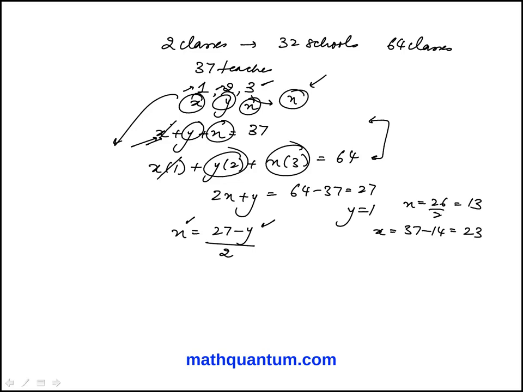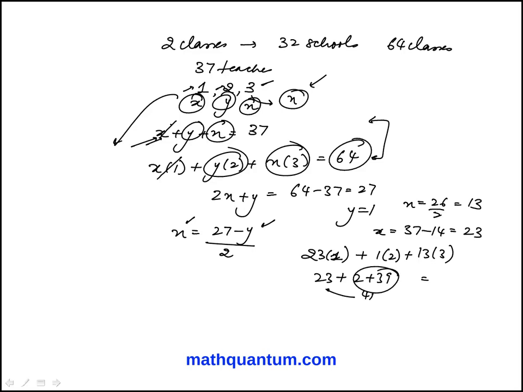And the total number of classes has to be 64. So 23 times 1 plus 1 times 2 plus 13 times 3. That's 23 plus 2 plus 39. That's 41 plus 23. Indeed, that's 64. So we know that n has to be less than or equal to 13. Now with that alone, we can pick the answer as A.